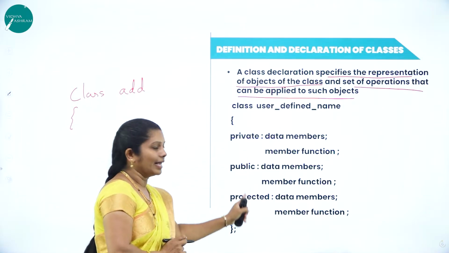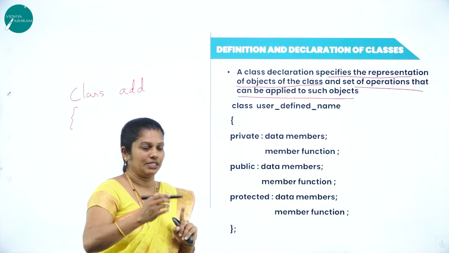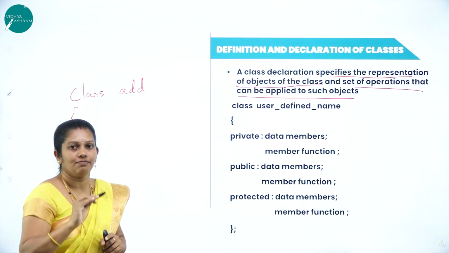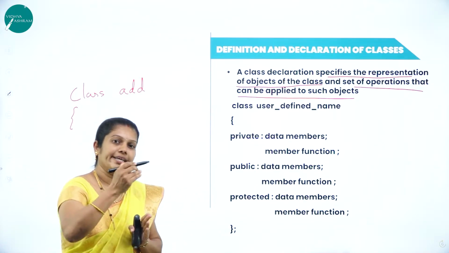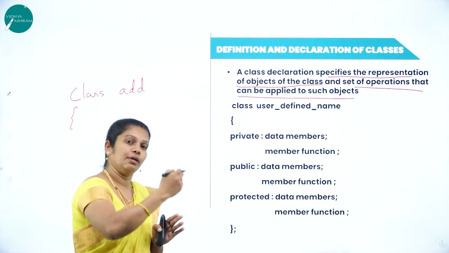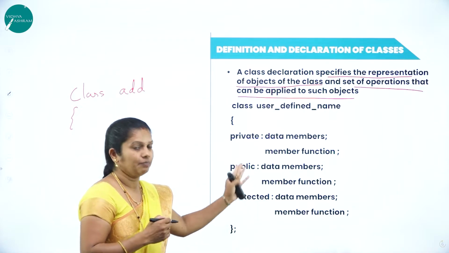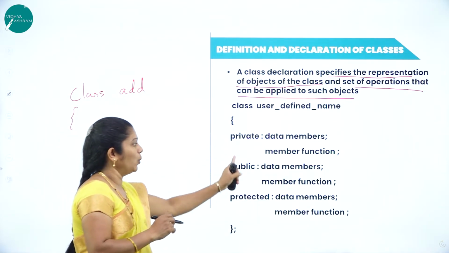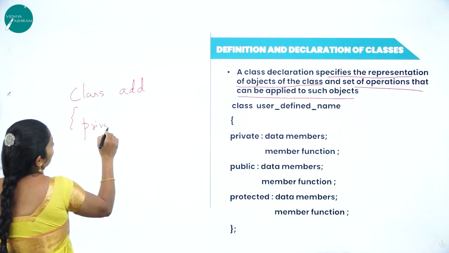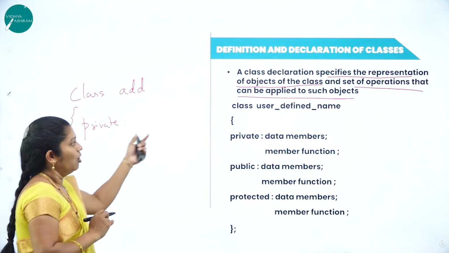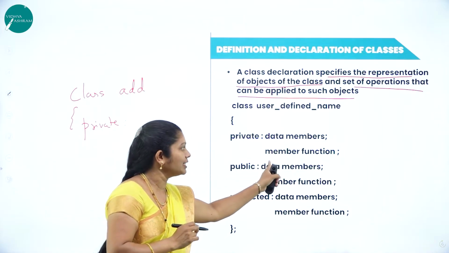Then we have 3 access specifiers: private, public and protected. Whatever access specifier you have to mention, the access specifier will give the scope of the data. The scope is nothing but whether the data can be accessed or not, who is able to access, and where they are able to access. Regarding that, it will tell you in the access specifier. For example, here I am taking it as private. Then after mentioning the access specifier, you have to write the colon.